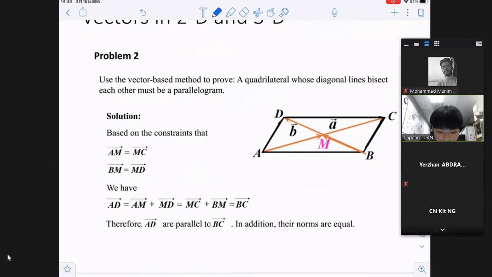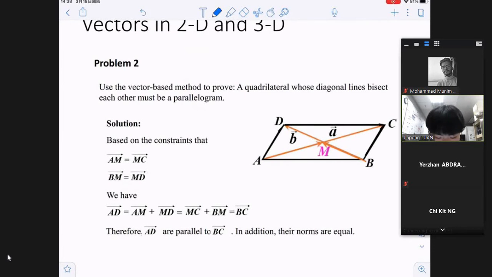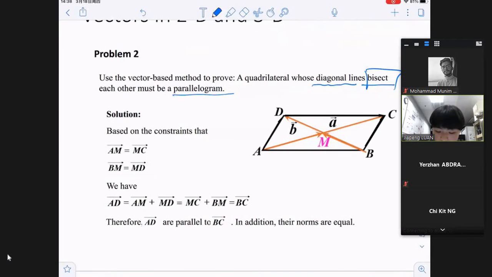And then let's see another problem. Use the vector-based method to prove that a quadrilateral whose diagonal lines bisect each other must be a parallelogram. The diagonal lines bisect. Bisect means that for this ABCD, you can see this is the midpoint of AC and also the midpoint of BD. So that gives you the condition.